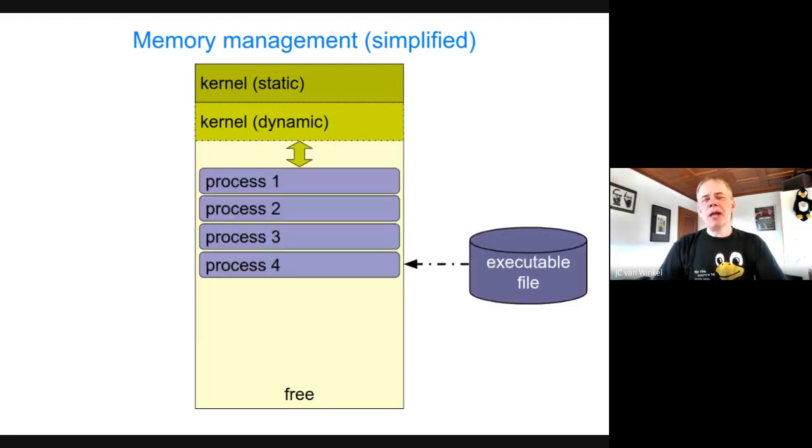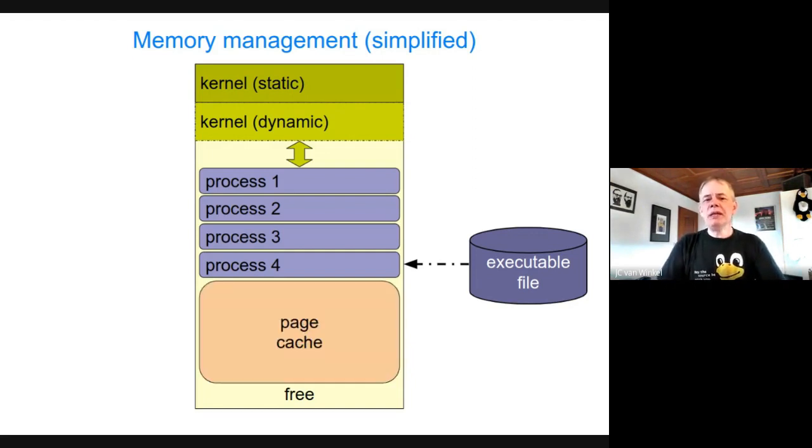Next, we will have processes that are running. Whenever a process is started, its binary code, the text part of it, the code part of it, is loaded from disk into memory. Processes can also grow by asking for more memory, think mallocs. So that would be dynamic memory.